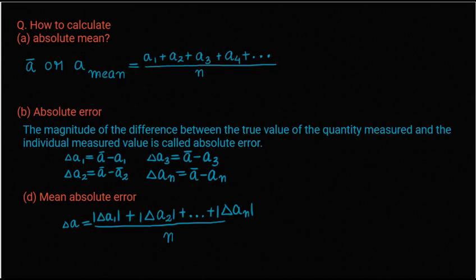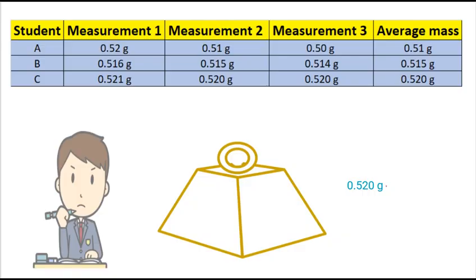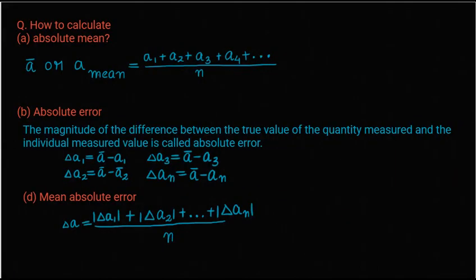The next is your absolute error. To calculate your absolute error, suppose A bar is the true value. In this case, how much is the true value? 0.520 grams. So you will check how much difference is coming between the measured value and the true value. The difference between the true value of the measured quantity and the individual measured value is known as your absolute error.